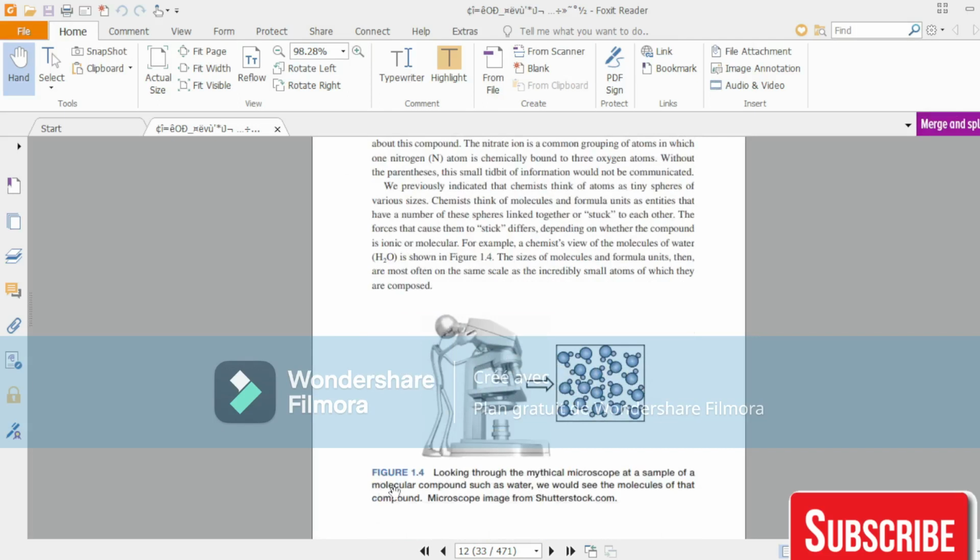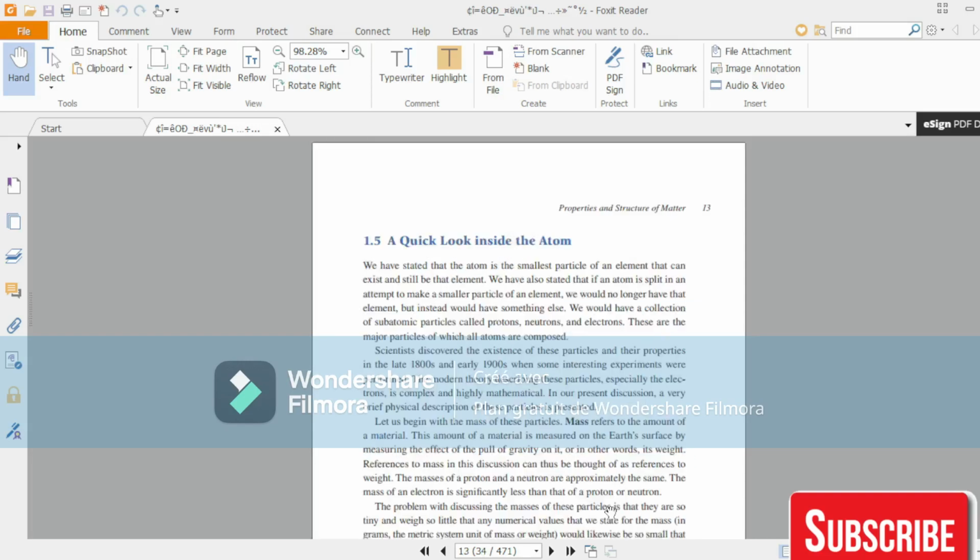So for figure 1.4, looking through a mythical microscope at a sample of a molecular compound such as water, we would see the molecules of that compound. Microscope image from Shutterstock.com.